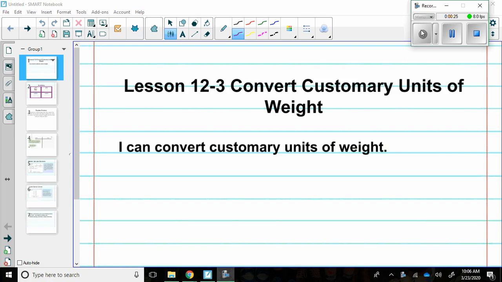Right now, I want you to pause the video and write the lesson title in your math notebook on a new clean page, as well as the I can statement. I can convert customary units of weight. When you're ready to move on, press play.